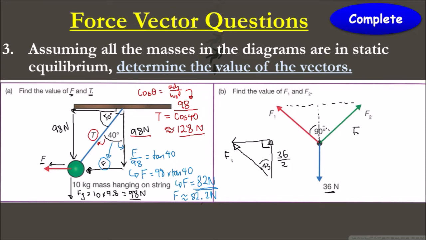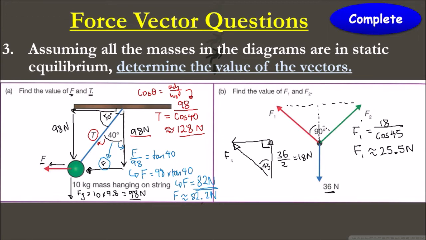So F1 is equal to 98. In this case, that's the adjacent side that we have here. So this would be 36 over 2, which is the same thing as saying 18 newtons. So 18 over cos 45. And that would give us a value of approximately 25.5 newtons. That's for F1.